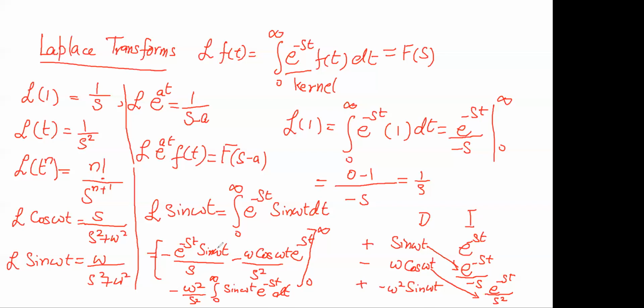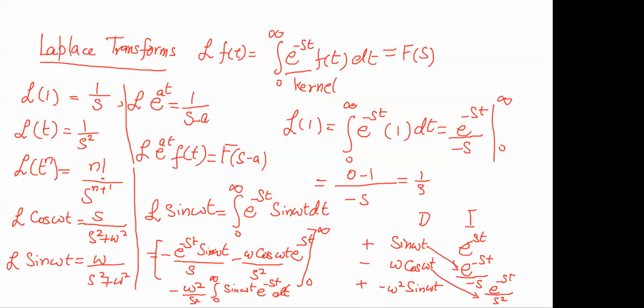So now we'll have to evaluate these terms. For example, this first term will be 0 for infinity, and for 0, it will be 0 as well. Because for infinity, e power minus infinity will be 0, and the sine term will always range between 0 and 1. So this term will be 0, and then for 0, sine 0 will be 0.